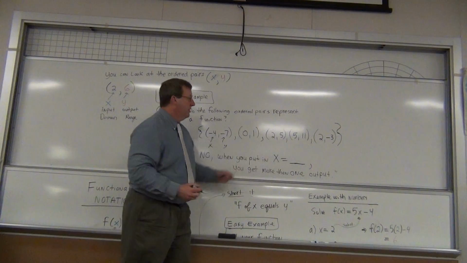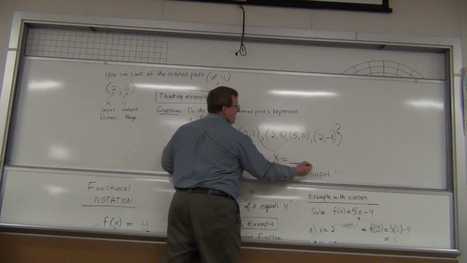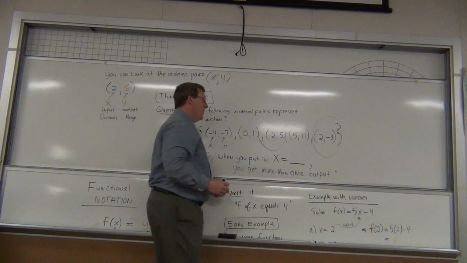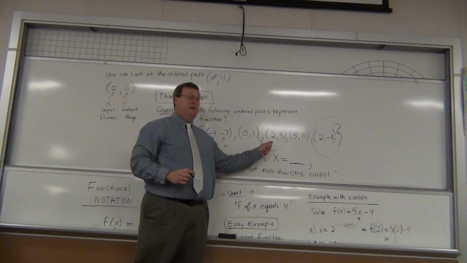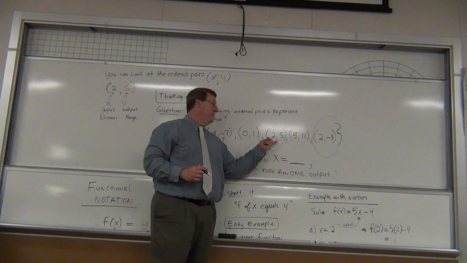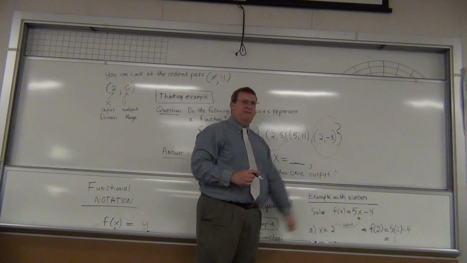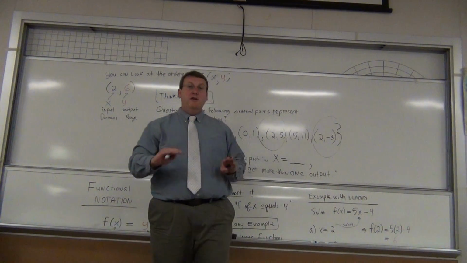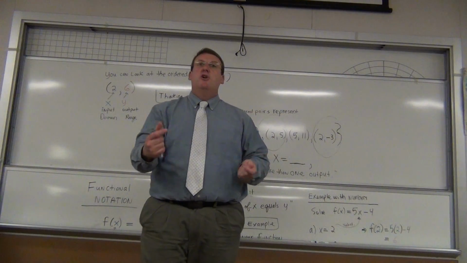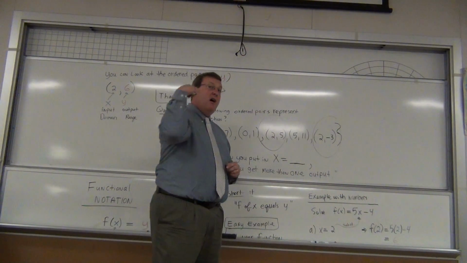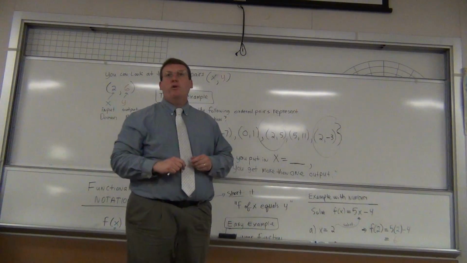X equals 2. So focus in on this ordered pair and this ordered pair. In this one, you put in a 2 and you get out a 5. Not bad if you're banking there. But in this one, you put in the same 2, but you get out a negative 3. You're losing money. That's not functioning. It's giving you a different output. When you can't rely on what you're going to get out, it's not working.